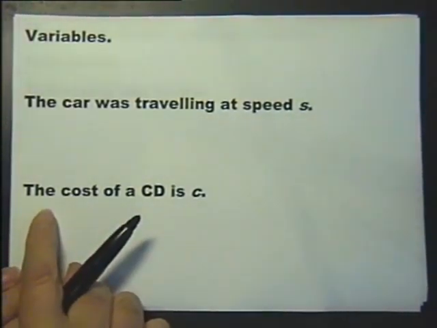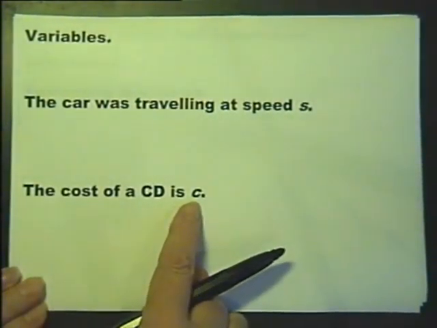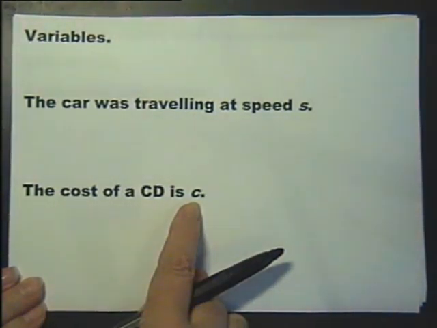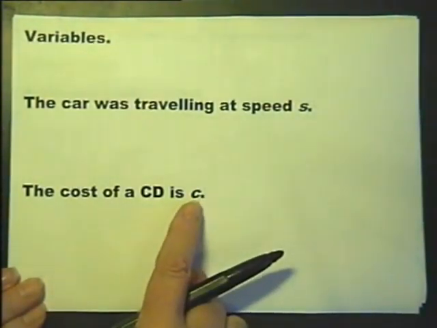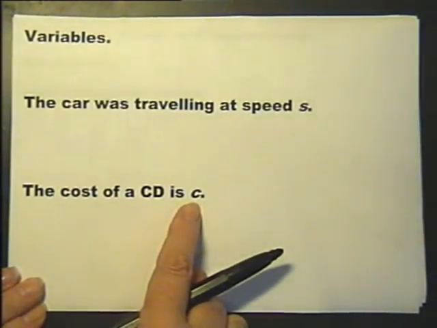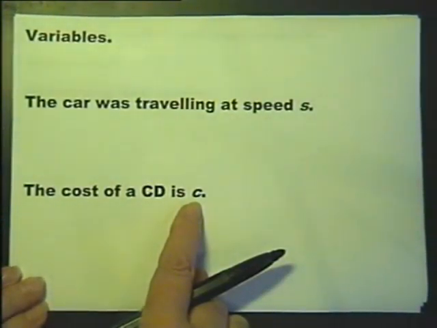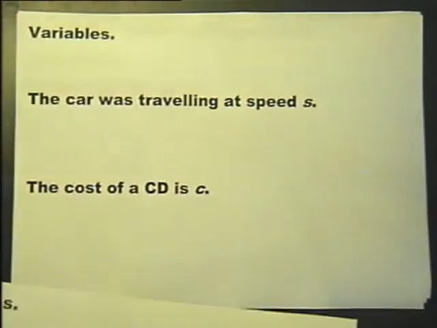Another example, the cost of a CD is C. Well, the cost of a CD could be £3 or £4.78 or £9.99 or virtually anything. Well, actually anything, I suppose. So C could have many values. So C is a variable. A variable is a symbol, usually a letter, for something that can have many different values.